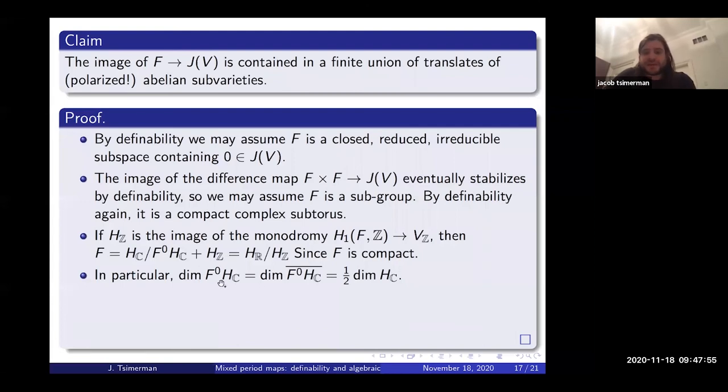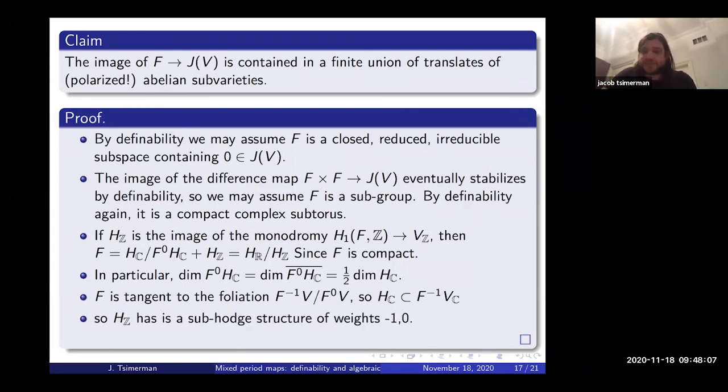Okay, so in particular, the F0 thing must be half of the dimension. And because you lie inside F minus one, that means your weights are just minus one and zero. And so it must be a sub-Hodge structure of weights minus one and zero. And so it's gotta be an abelian variety. Or rather, abelian varieties are usually given as zero, one, but the dual of it is minus one and zero. And that must be what happens here. So it really comes down to just Griffiths transverse subtori of your compact complex tori are abelian varieties. That's what this claim comes down to.